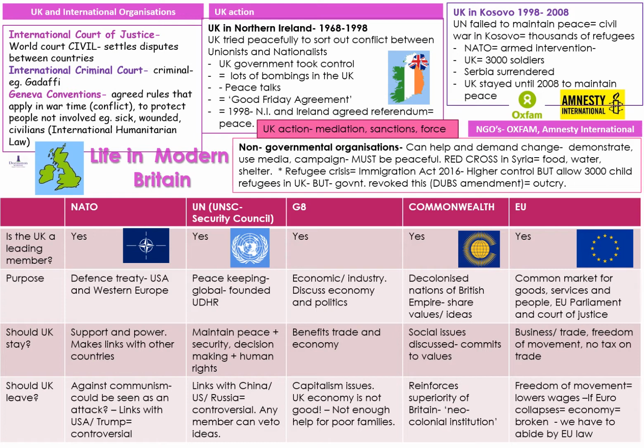Okay. Another thing you need to know about then, thinking on the global scale, is NGOs, or non-governmental organisations, and these can make a change to the world. So things like Oxfam or Amnesty International, and they can help. So they can be like charities, but they can also be massive pressure groups as well, and try to get change. So they can help and demand change. They can demonstrate, use media campaigns. They've got to be peaceful because they work alongside governments.